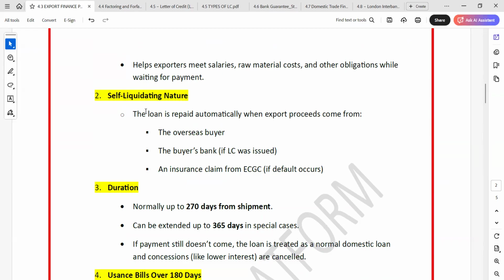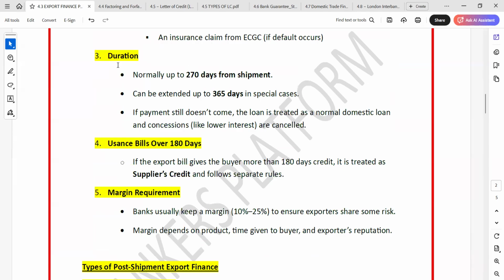That, as we have already discussed, will self-liquidate. The loan is repaid automatically when export proceeds come from the overseas buyer, the buyer's bank, or from an insurance claim from ECGC in case of default. Duration: normally it will be up to 270 days from the date of shipment, and can be extended up to 365 days in special cases.